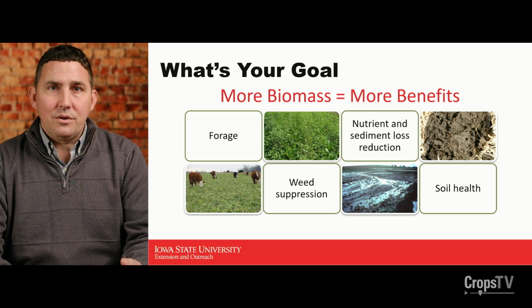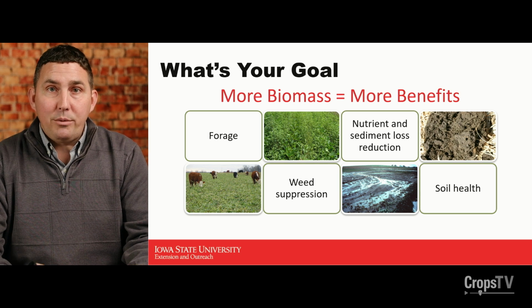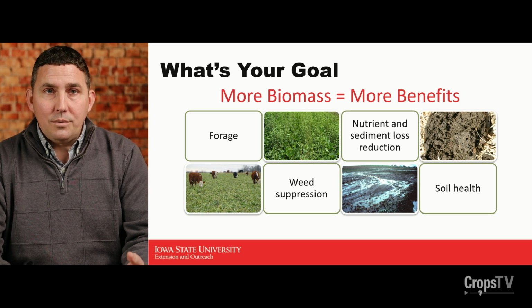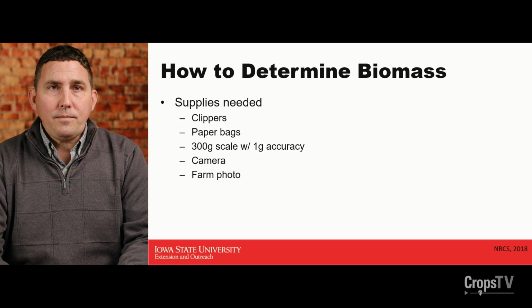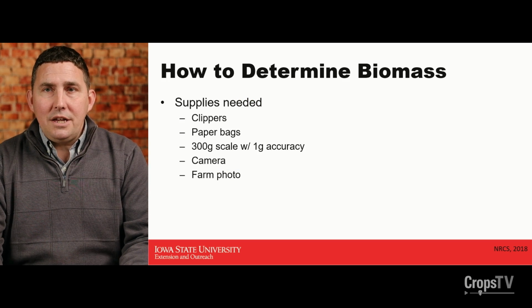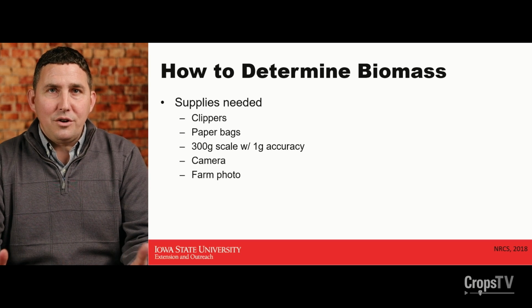For things like forages or even weed suppression, that tipping point is likely going to be at a higher biomass level. Recognizing that and starting to see where those tipping points and critical levels are is really going to help us. Okay, so getting into the nuts and bolts of how we determine biomass.